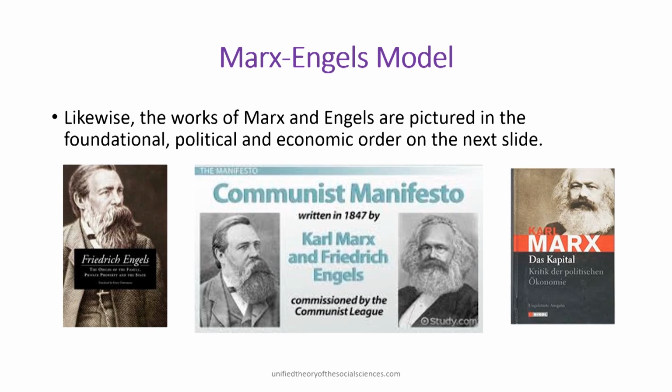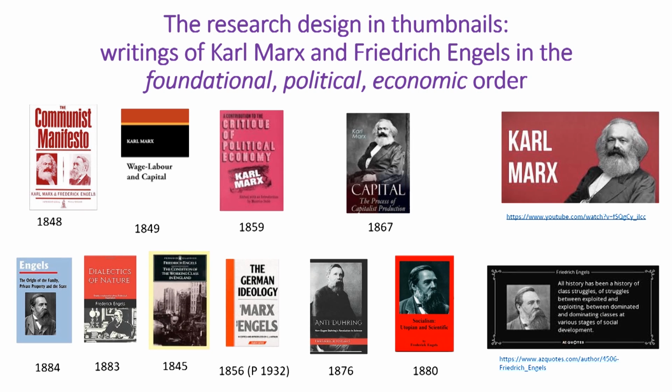Likewise, here's a Marx literature review matrix. Principal works are Friedrich Engels, The Origin of the Family, Private Property, and the State, The Communist Manifesto, and Karl Marx, Das Kapital. And here's a slide of more of their major works.